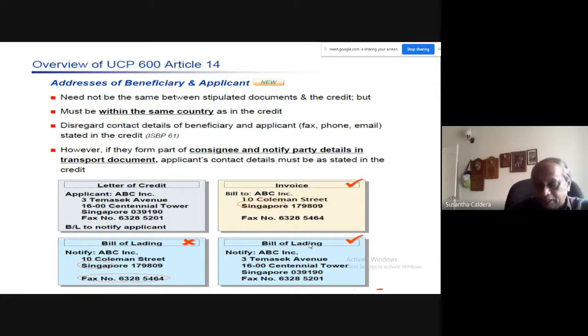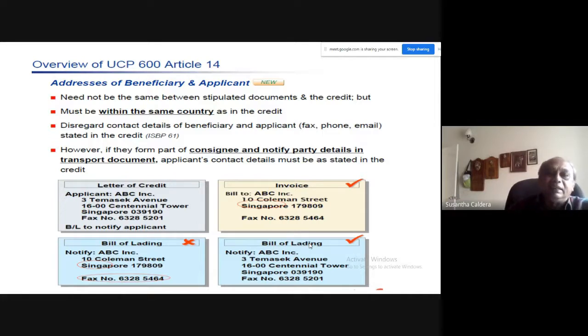If the LC address is in one place, and the documents say we have shifted to some other place, it can't be the same address. It would be taken as a discrepancy, right?